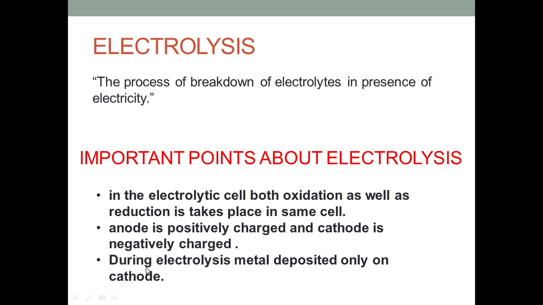Now the third point is, during electrolysis, metal is deposited only on the cathode. This is a point to remember, that there is a deposition of elements as you pass electricity through the electrolytic cell. Any metal deposition takes place on the cathode, that is negatively charged. So these are the three important points that are very useful for us to elucidate Faraday's law.